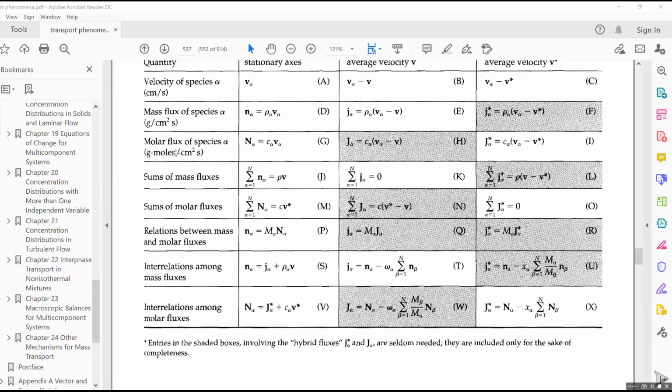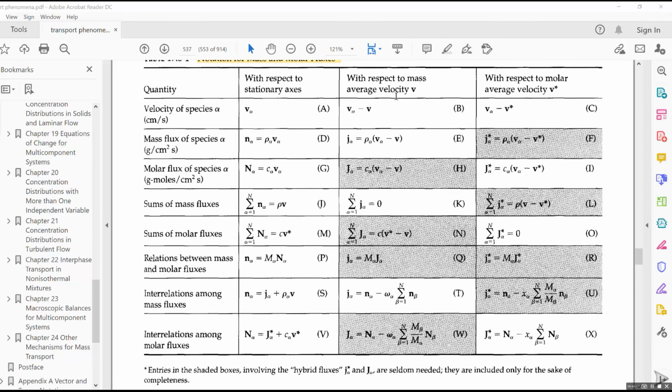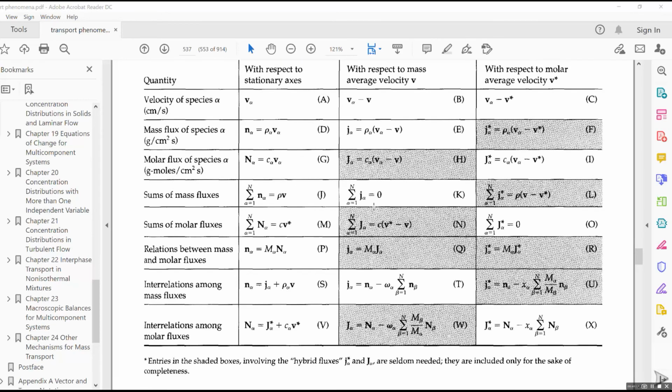Now the sums of the mass fluxes. Let's say you have some system. In your system you have more than one species, and these species have some total mass flux defined by this. The summation of these fluxes is going to give the result of rho v, with respect to the average velocity, and the summation of the diffusion terms is going to give zero. This has to be zero as I defined before. But with respect to molar average velocity, the molar diffusion does not necessarily have to be zero. We can calculate from this form.